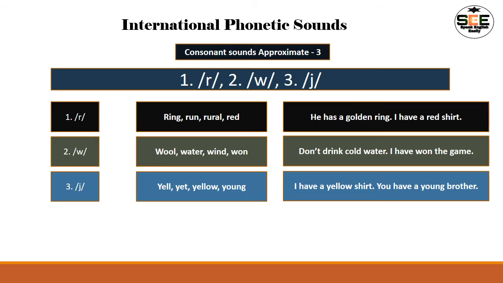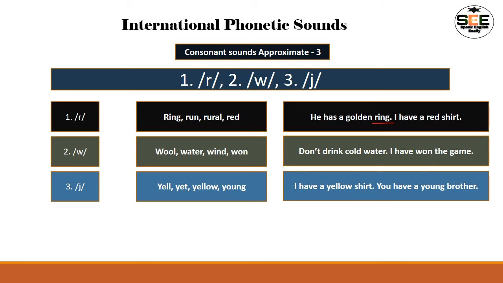So we have some words for it. Ring, run, rural, red. Okay. Here every sound is producing the r sound. Okay. So here we have some sentences which will help us to understand it clearly. He has a golden ring. Yes friend, if we see this word ring, we definitely have the r sound. Okay. Ring, r for r.